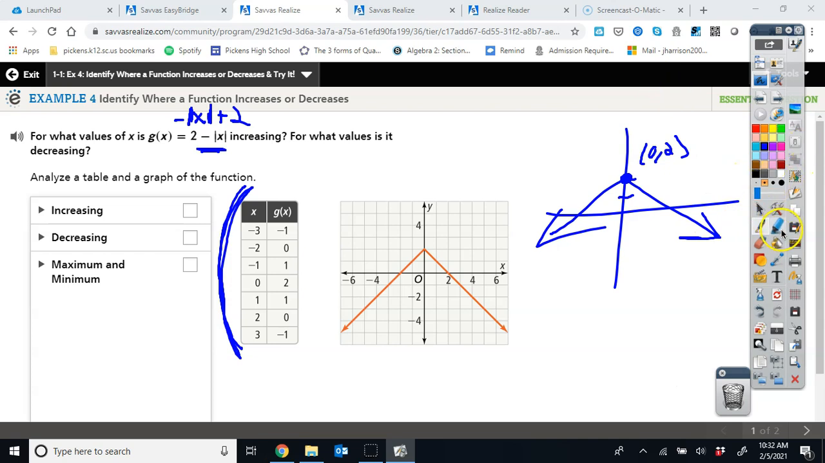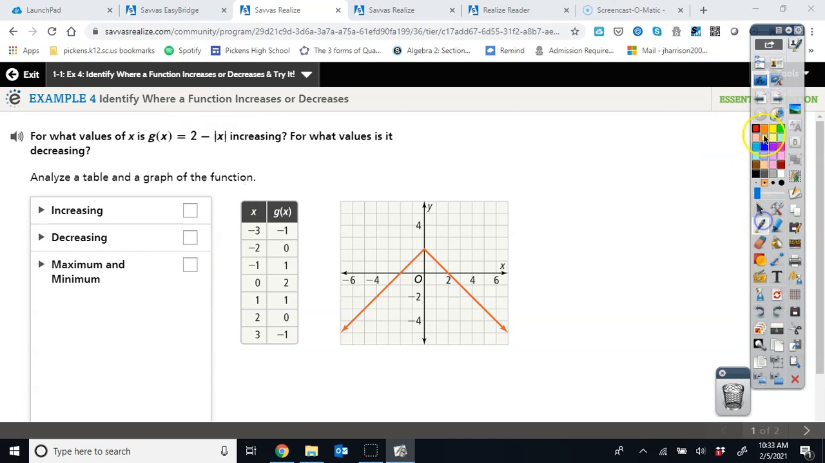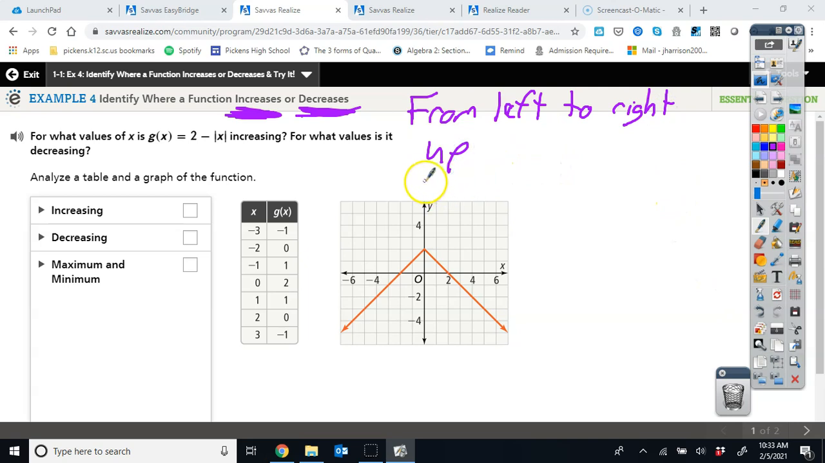So we want to know where this function is increasing and where it is decreasing. This is where you have to be careful. Increasing and decreasing do not mean the same thing as positive or negative. Increasing means going up from left to right. Decreasing means going down from left to right. Think about the slope, and it may help you a little bit. Trying to talk and write at the same time, not working, is it? From left to right, what is it doing? If it's going up, that's increasing. If it's going down, that is decreasing.